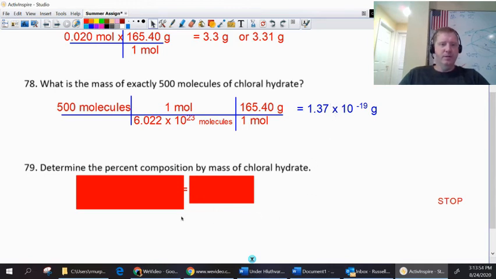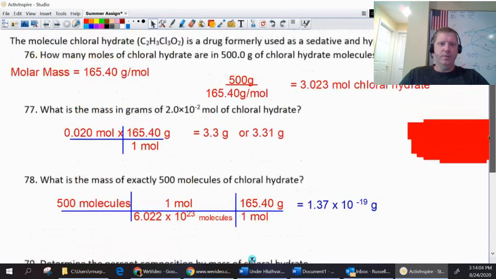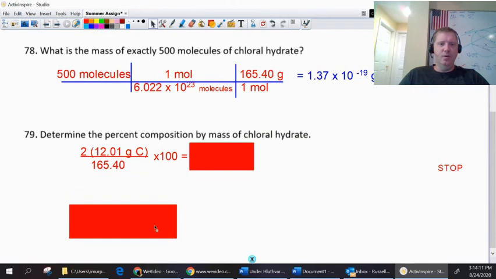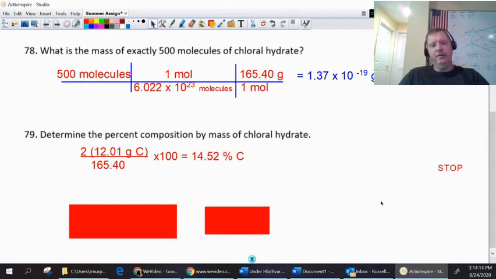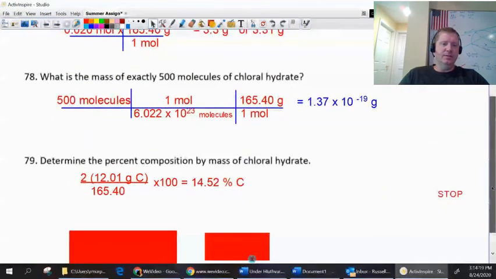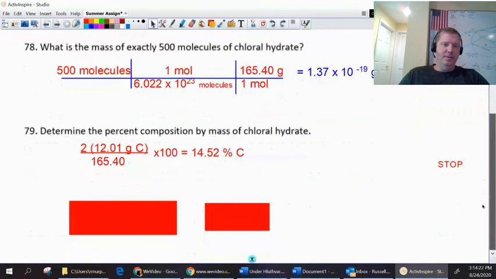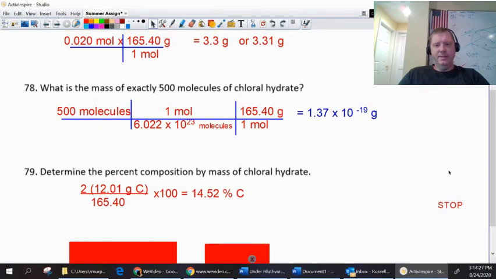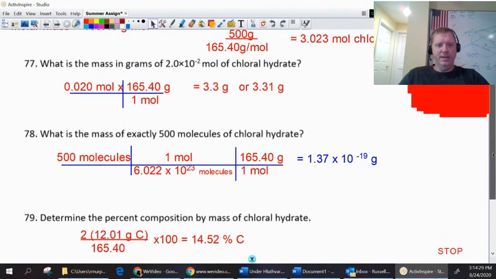And the last one for this video, told you it was going to be short. Determine the percent composition by mass of chloral hydrate. I've only done one of them, but percent composition is the part you care about divided by the total. And I decided to do the carbon. There's 2 carbons in there. So this is 2 carbons divided by the whole molar mass. And I got 14.5% carbon. You could repeat that for any of the elements. You could say 3 hydrogens divided by the total, 3 chlorines divided by the total, 2 oxygens divided by the total. And like last time, I am going to give you a second on each page.